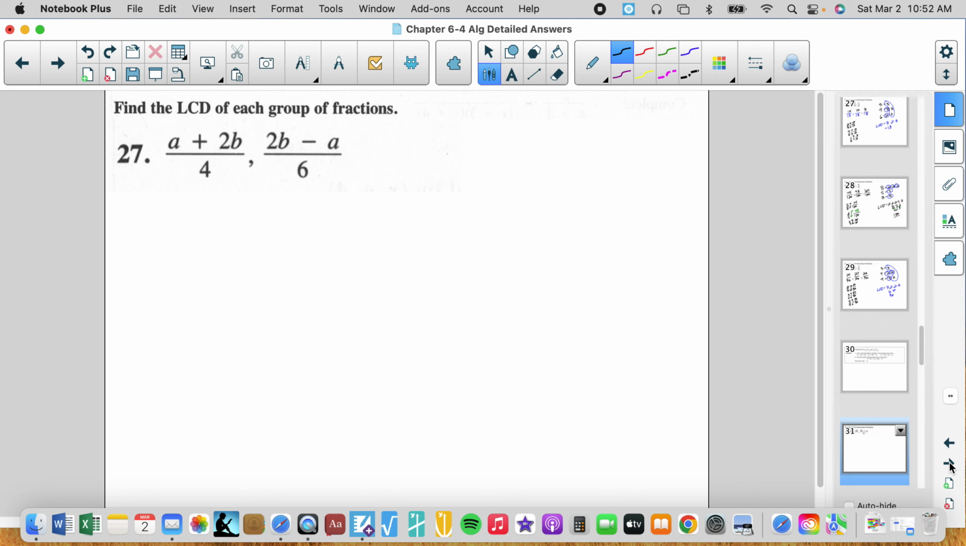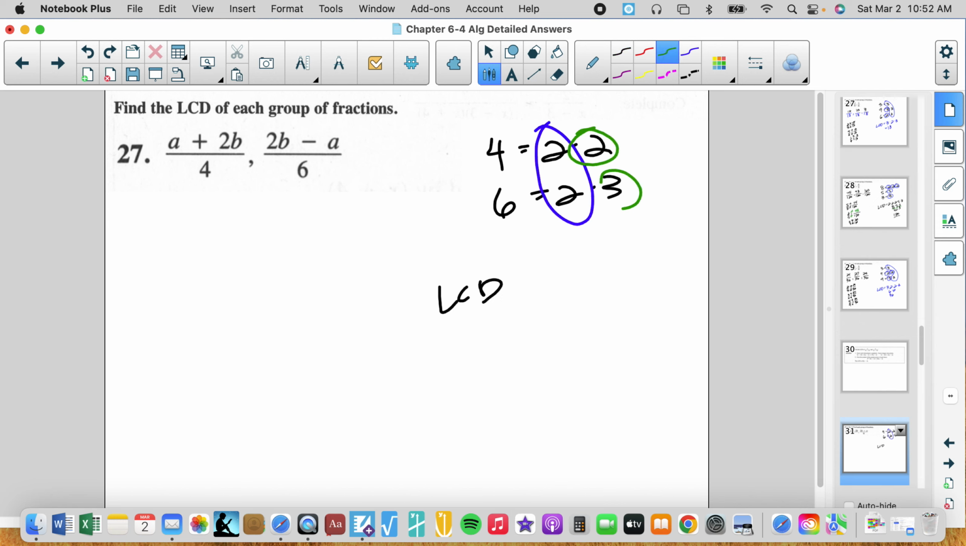Oh my goodness, there's variables. Oh my goodness, it's not harder. First steps, same first steps. Let's look at the prime factorization of the denominators: 2, 2, 2, and 3. LCD. What do they have in common? They have a 2 in common, and then they have a 2 and a 3 left over. So my LCD is going to equal what they have in common and then the leftovers, which equals 12.